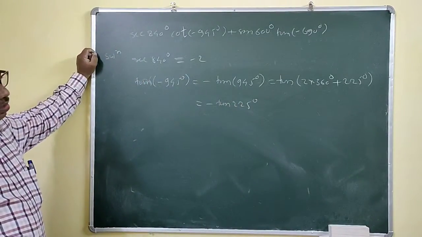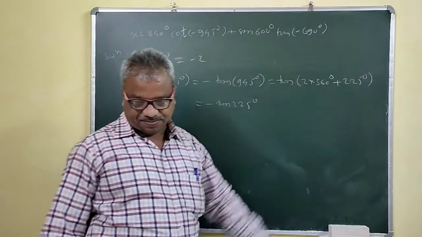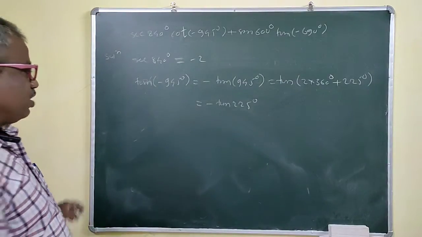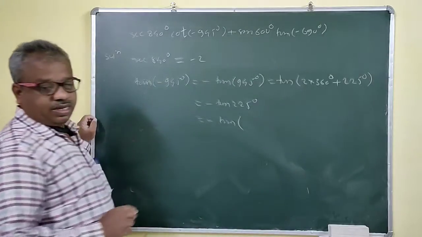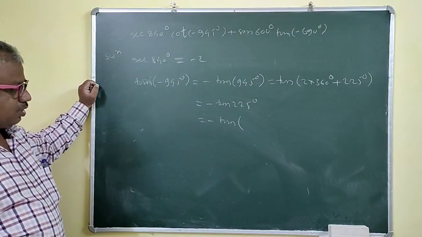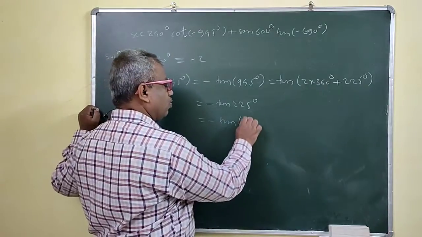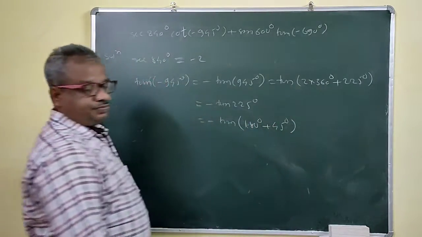Right? Because tan 4 pi is an integral multiple of 2 pi now. So tan 225 degree. How can we find tan 225 degree again? 225 degree is 180 plus 45. Yes, so 180 degree plus 45 degree.